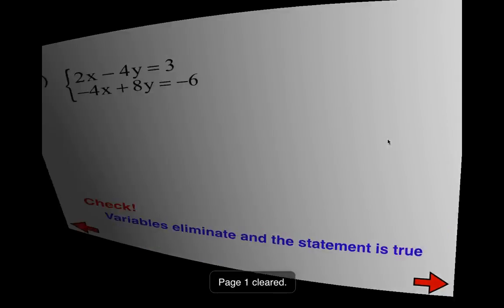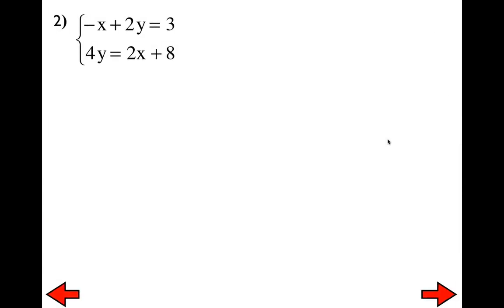Okay, on that note, what I'm going to have you do is go ahead and pause the video and try number 2 on your own. Okay, so trying number 2. Number 2, I'm seeing that I could use substitution. However, by substituting, if I divide everything by 4, I would actually end up with fractions, which is definitely not favorable for me. So it would be a better idea to go ahead and turn both into standard form, so I can go ahead and use elimination.